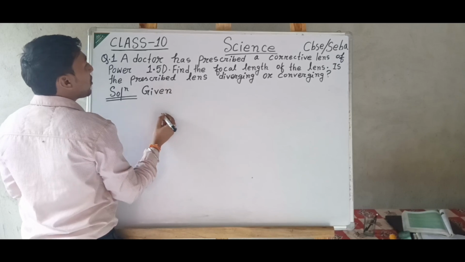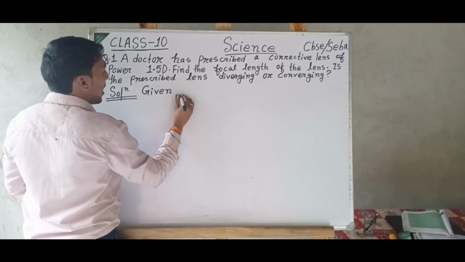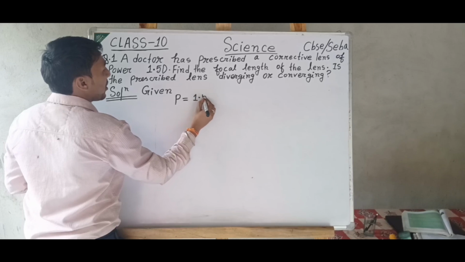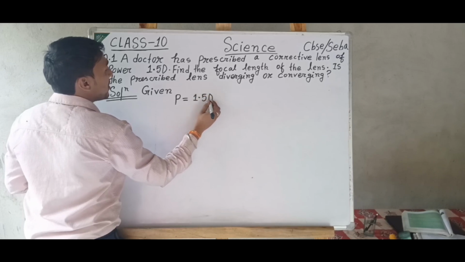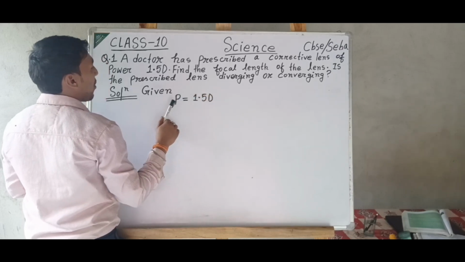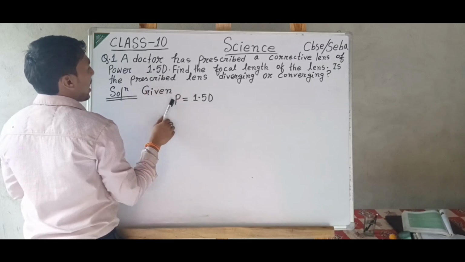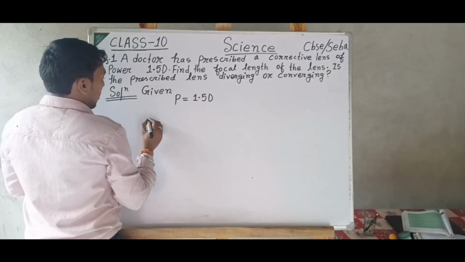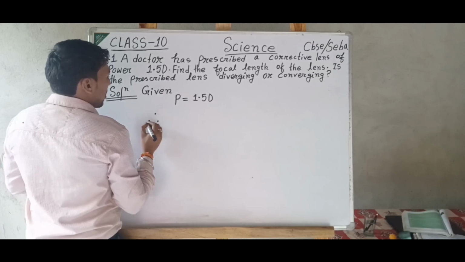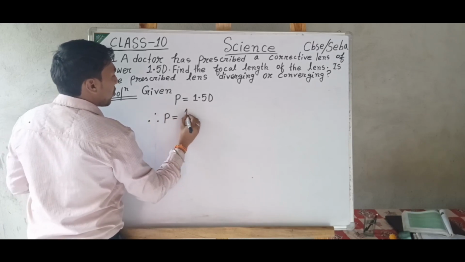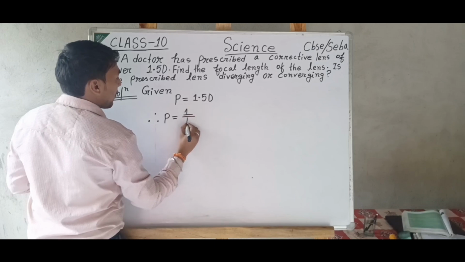Given the power of the lens, and the symbol for power of a lens is P. So P equal to 1.5 D. Here D means diopter, the SI unit of power of a lens is the diopter. So I have written here the given power of the lens, 1.5 D. Now you use the formula. As we know, the formula for power of a lens is P equal to 1 by F.